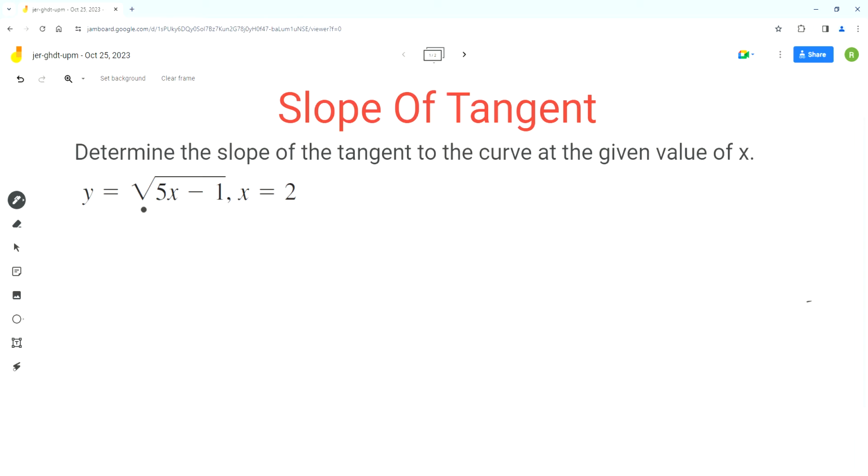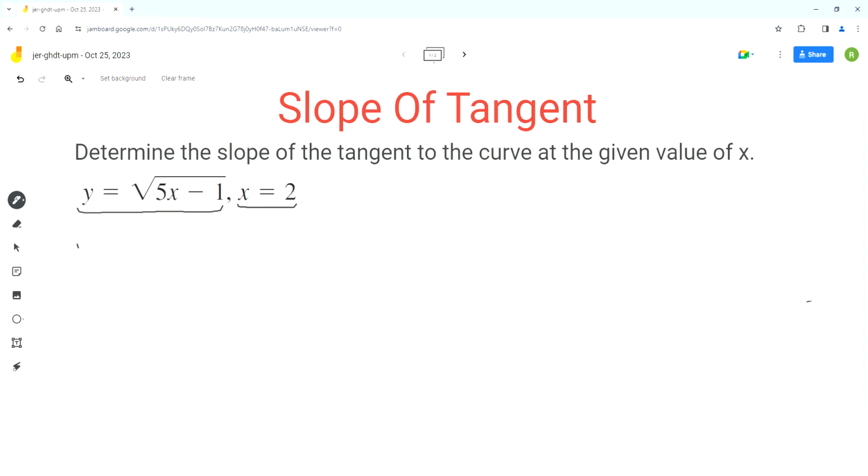So as per the problem, determine the slope of the tangent to the curve at the given value of x. The equation y equals square root of 5x minus 1 represents the curve, and we have to find the slope of the tangent at x equals 2. For this problem, we'll have to use the formula for slope using the difference quotient expression.